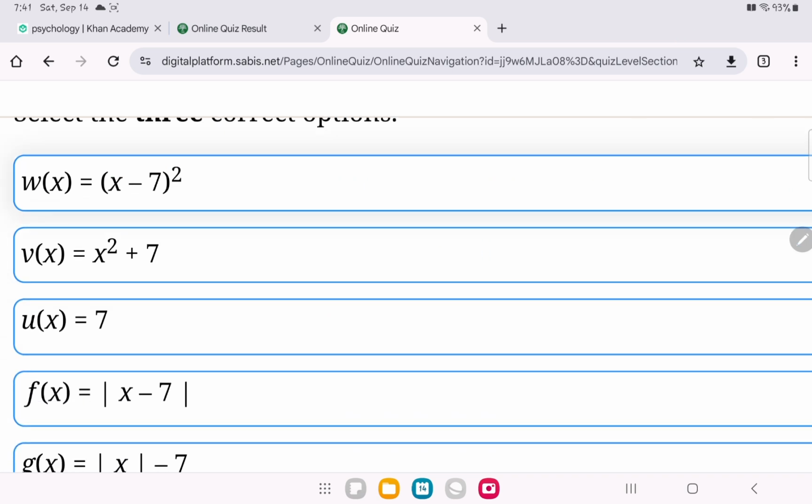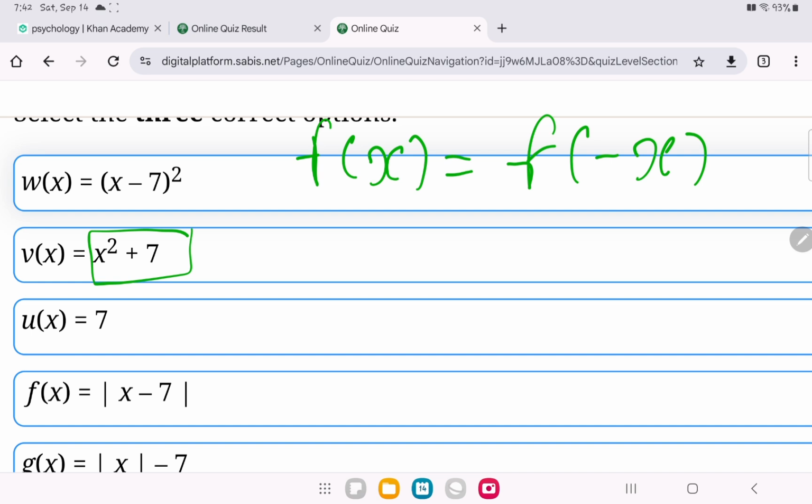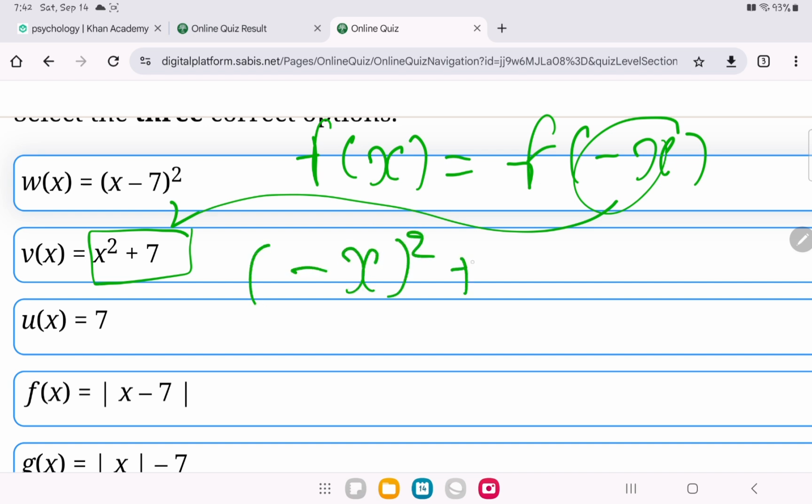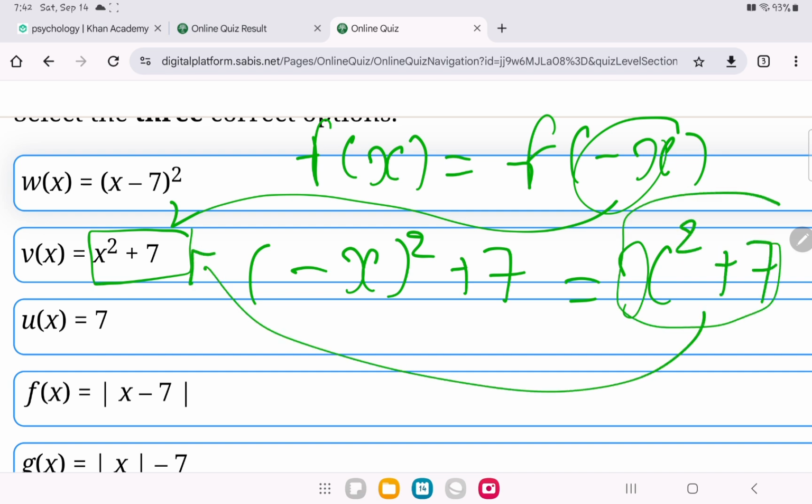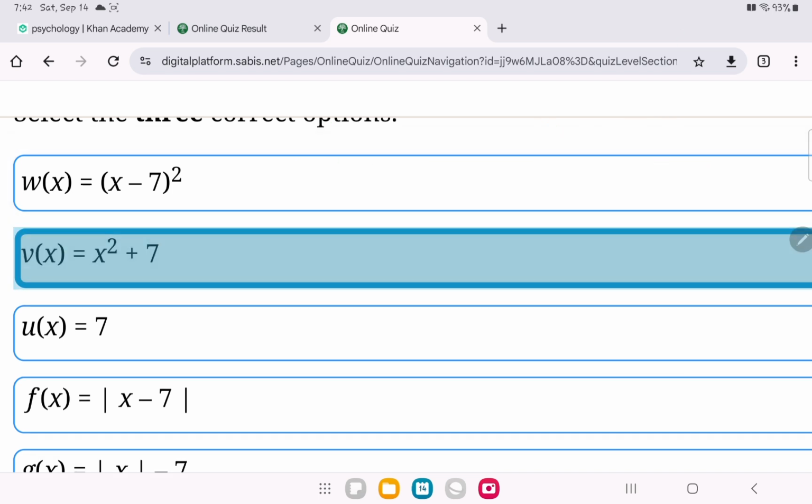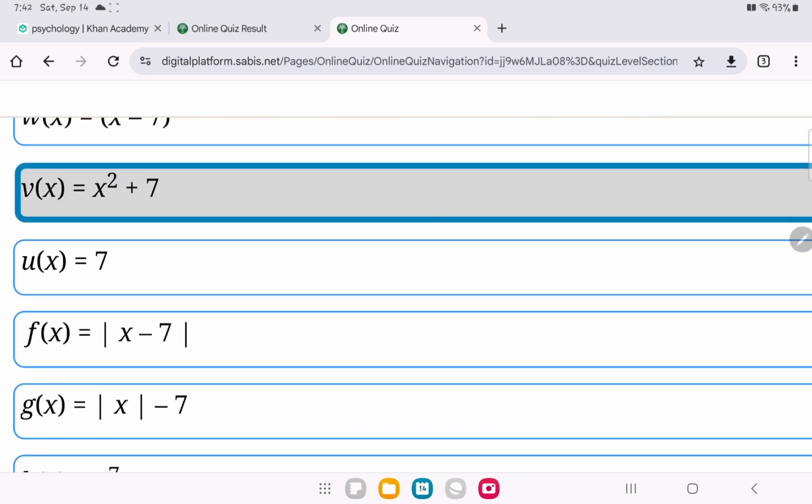The second one, remember f(x) equals f(-x). We have x squared plus 7. There's no need to replace the x because it's already put for us. But let's replace the minus x. So (-x) squared plus 7. So then it becomes x squared plus 7. This and this are equal, so that means it is even. So this is an even function.